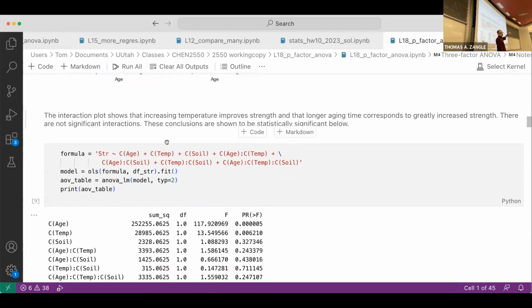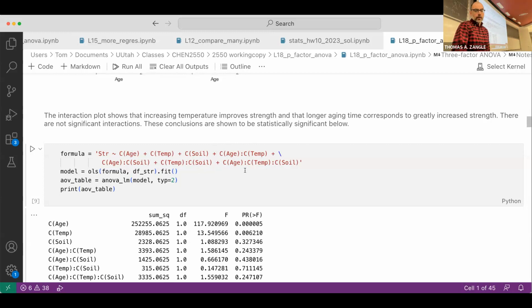terms in the model. Note that all of these again are set off by this C for categorical, right? So we're taking those variables and telling OLS that even though, for example, age is in there as a number, we want to treat it as categorical because we're going to be doing ANOVA on it. And we now have age, temperature, and soil type, but then we also are looking at the interactions among those variables, as well as any potential interactions among all 3 variables.